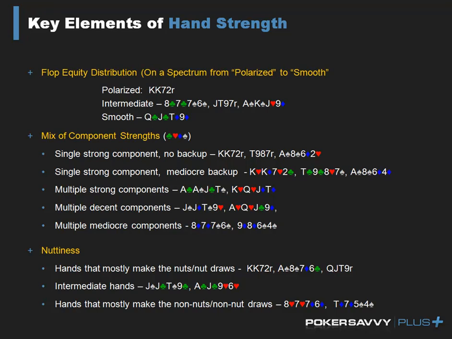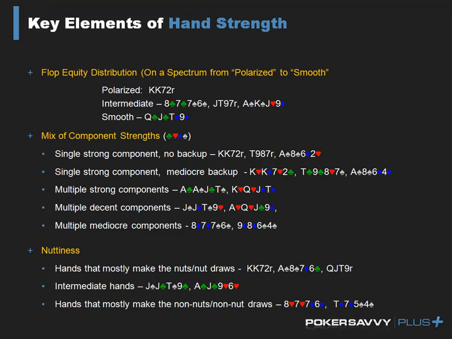I'll talk about a second way of looking at a starting hand: the mix of component strengths. We talked about suitedness, high card strength, and connectedness, and some starting hands are defined by a single strong component without any backup. So you're looking at dry pocket kings, 10-9-8-7 rainbow, a dry suited ace. Each of these hands does one thing well, and it does that one thing pretty well. Makes a nut flush, flops a lot of straights, flops top set, but doesn't have anything else going for it.